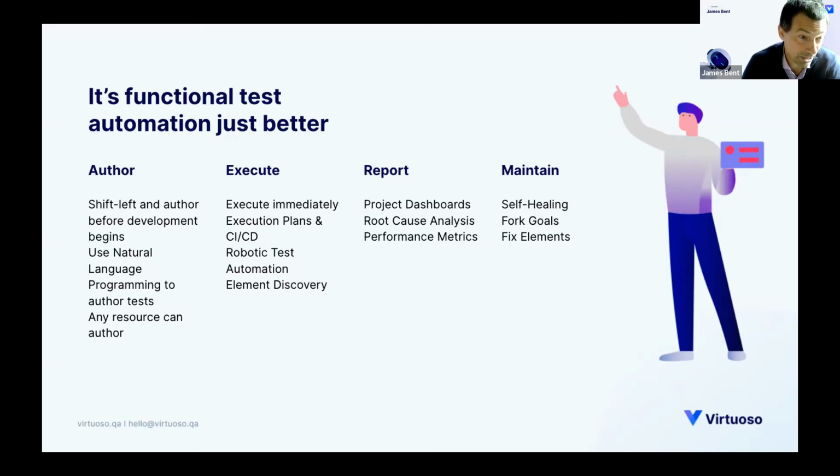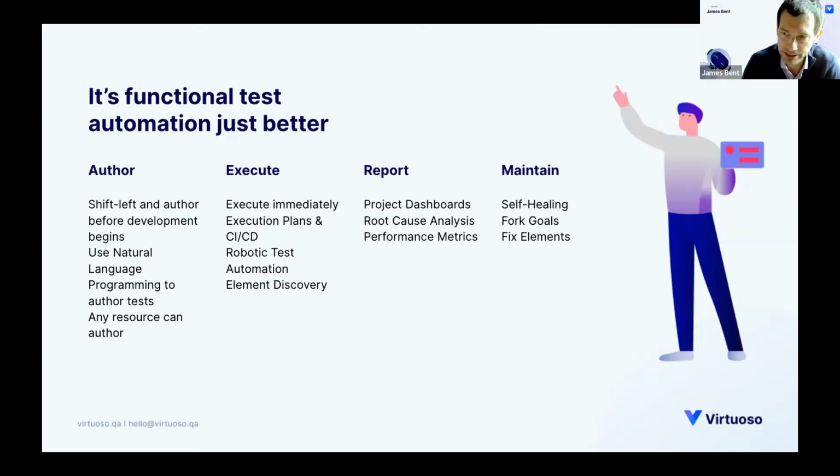So things like being able to shift left when you're authoring, using natural language so that anybody can author tests, which they can then execute immediately via plans and CI/CD tools, using robotic test automation. We'll cover how we use element discovery to build a really robust model of each of the elements discovered automatically, and how you get great reporting from dashboards and root cause analysis if things go wrong, but also pick up things like performance metrics. And then one of the biggest areas that we're going to talk about is maintenance of tests.